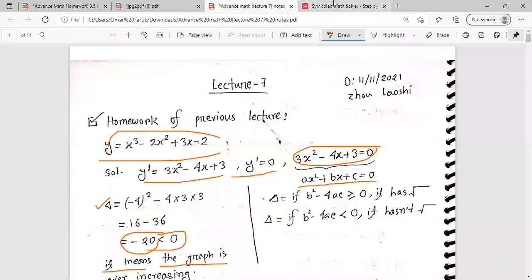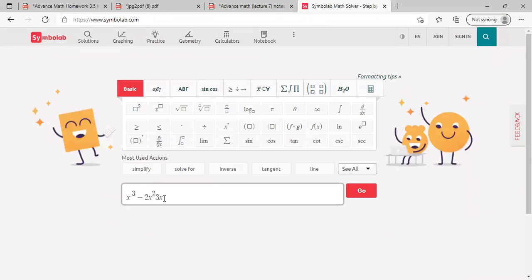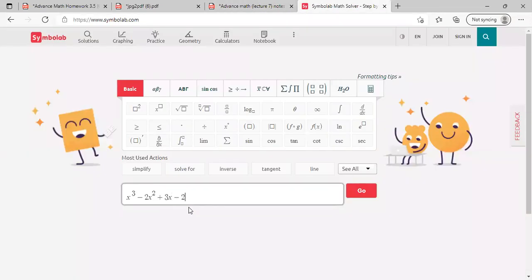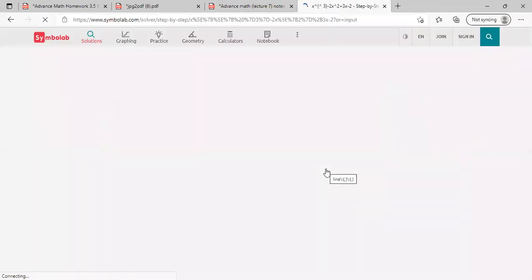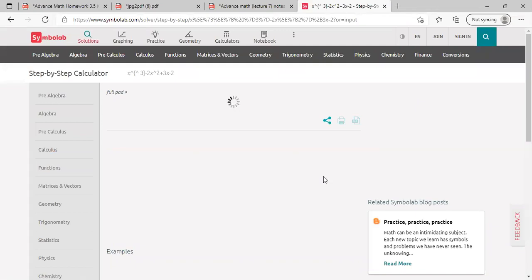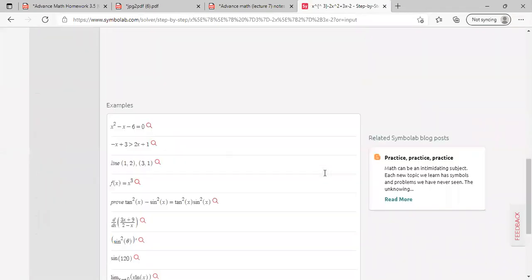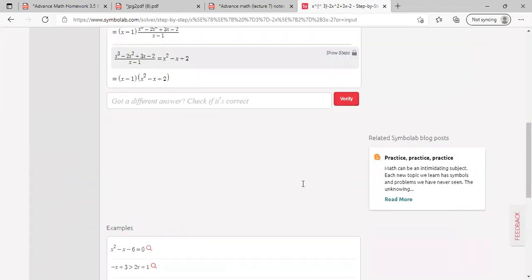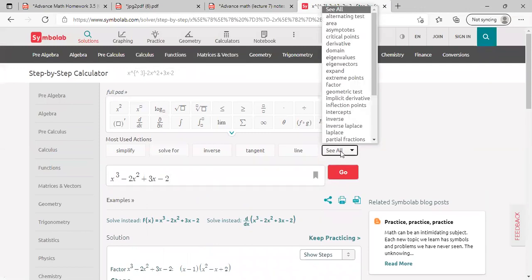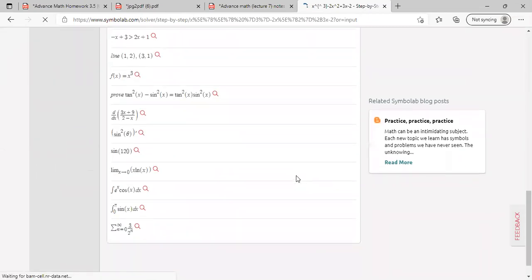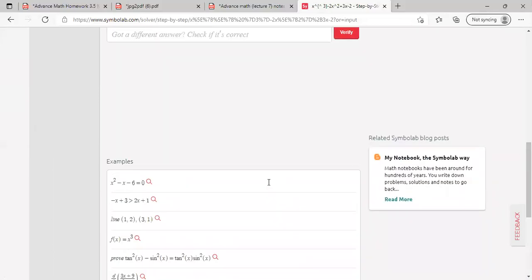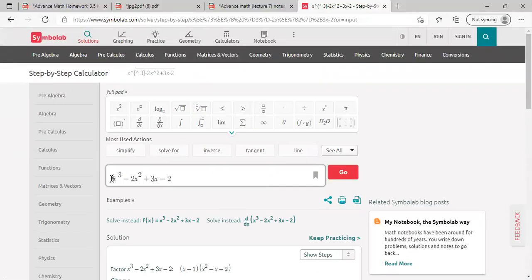X cube minus 2x squared plus 3x, sorry, minus 2. Where is the graph? Maybe we need y equal to, or f of x equal to.